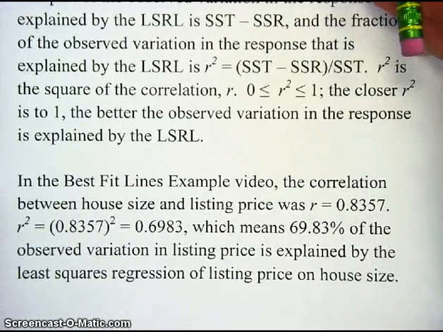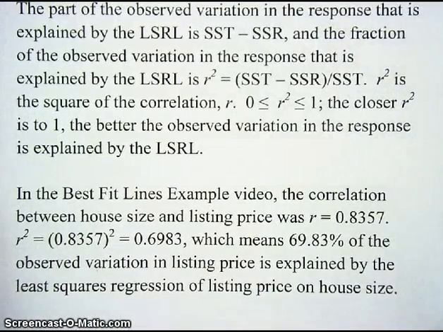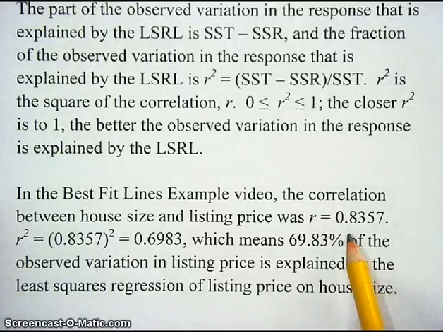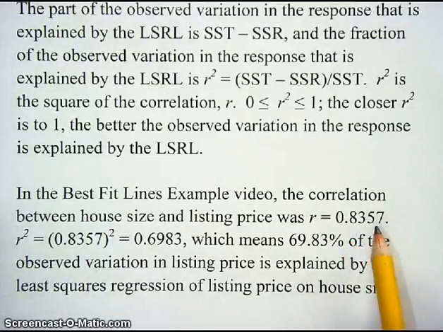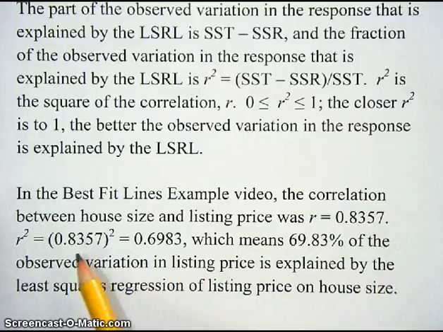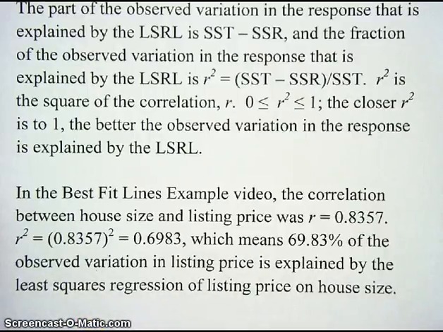Now, we looked at an example in a previous video where we were trying to find the correlation between the price that houses are listed for when they're put up for sale and the size of those houses. And the correlation that we got was 0.8357. R squared in this case would be the square of that number, 0.6983. And that means that 69.83% of the observed variation in listing price is explained by the least squares regression of listing price on house size.